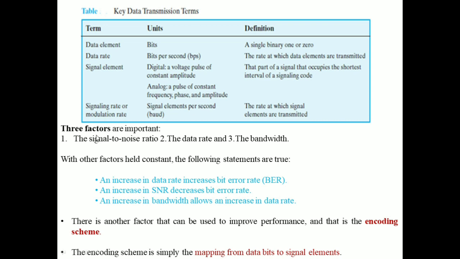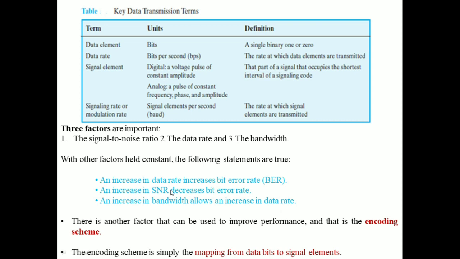There are three factors which are very important. The first one is signal to noise ratio, the second one is data rate, and the third one is bandwidth. With all the other factors being constant, the following statements are true. An increase in data rate increases the bit error rate. An increase in signal to noise ratio decreases the bit error rate. An increase in bandwidth allows an increase in data rate.